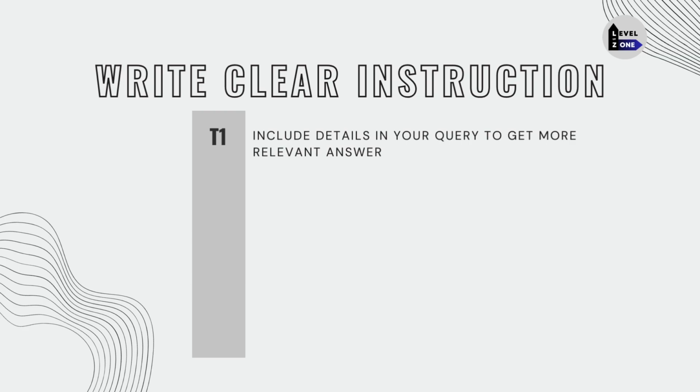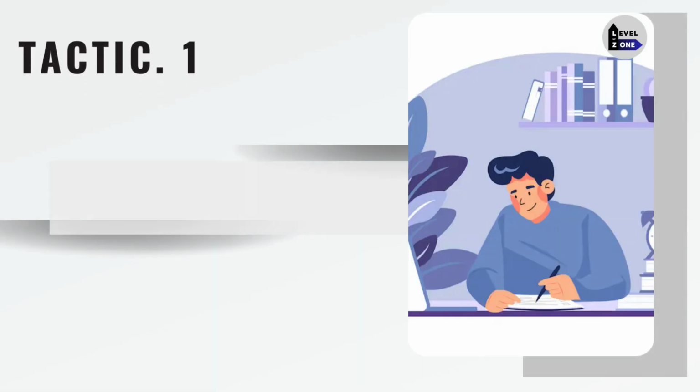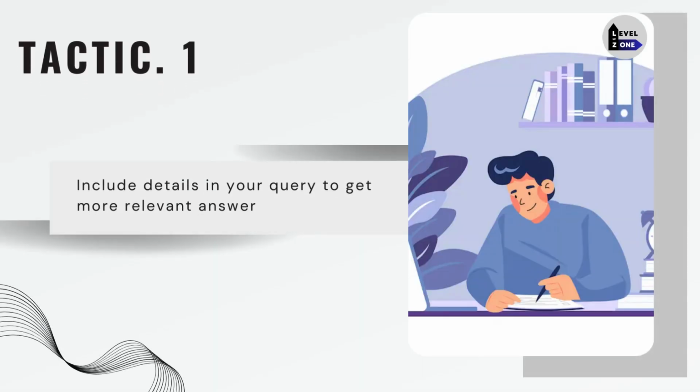Tactic number one, when interacting with the model, clarity is key. The better you express your query, the more relevant the response will be, including important details in your questions to avoid ambiguity. Let's understand every tactic with an example.